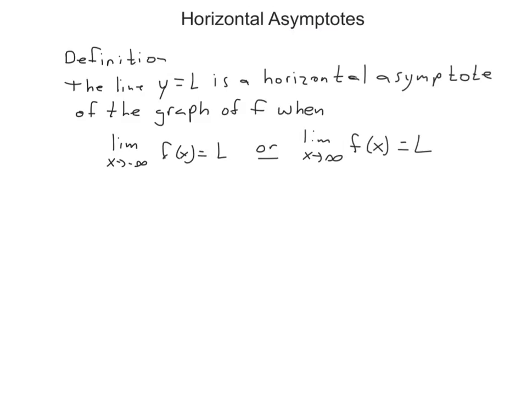Now, what this all comes down to is really looking at horizontal asymptotes. The definition of a horizontal asymptote is the line y equals L is a horizontal asymptote of the graph of f when the limit as x approaches negative infinity of f of x equals L, or the limit as x approaches positive infinity of f of x equals L. In other words, when you're finding the limit as x goes to positive or negative infinity, what you're really doing is finding the horizontal asymptote for that particular function, if one exists. If the limit does not exist, then there is no horizontal asymptote. If the limit does exist, then you do have a horizontal asymptote.